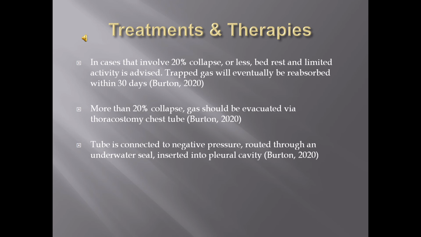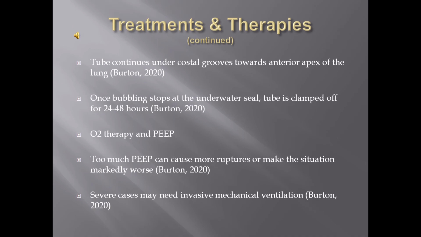In cases involving more than 20% collapse, things get pretty interesting. The gas should be evacuated via a thoracostomy chest tube. This chest tube is connected to negative pressure to suck out the air. The tubing is routed through the underwater seal and is then inserted into the pleural cavity. This tube continues under the costal grooves until it reaches the anterior apex of the lung, because gas will rise and patients are placed in a manner to allow proper gas movement.